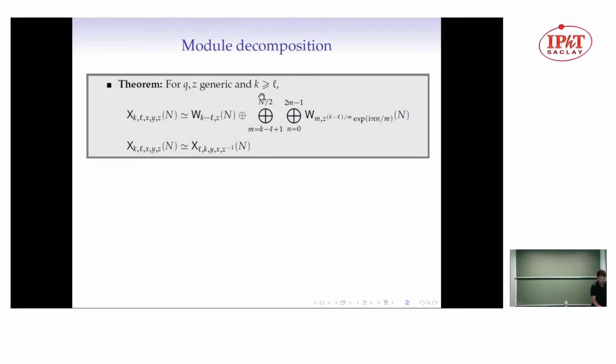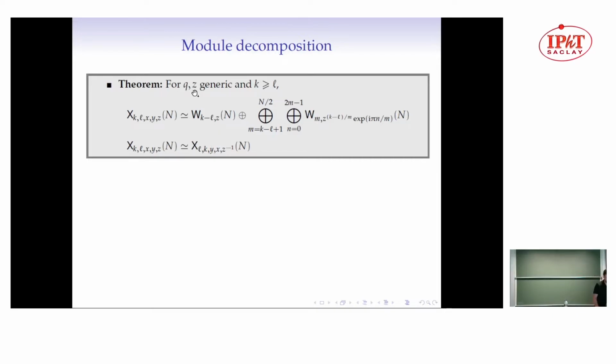If you're wondering what happens if k is smaller than L, well, we also have this relation, right? When k is smaller than L, you can show that it's actually isomorphic to, you can interchange L and k, interchange x and y, and change z for 1 over z. So this gives us the full decomposition of these modules for generic values of q and z.